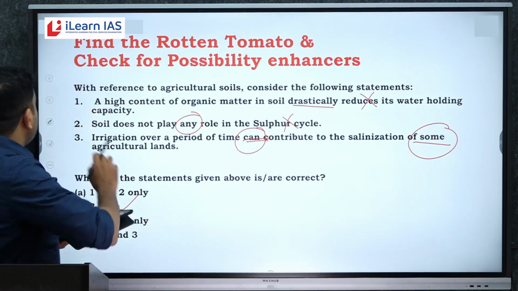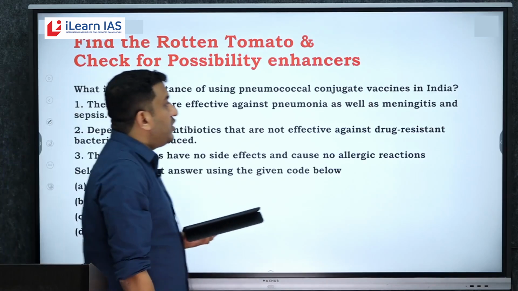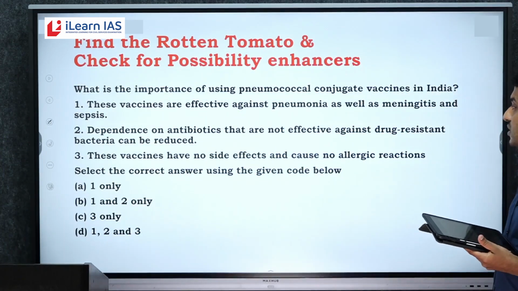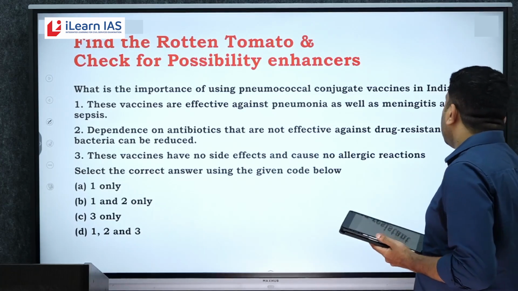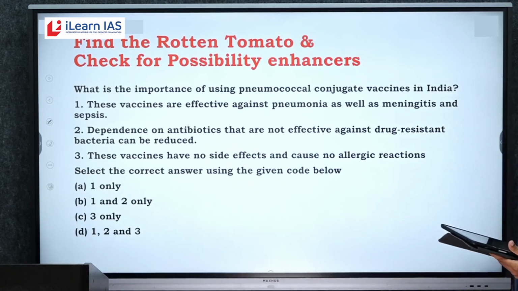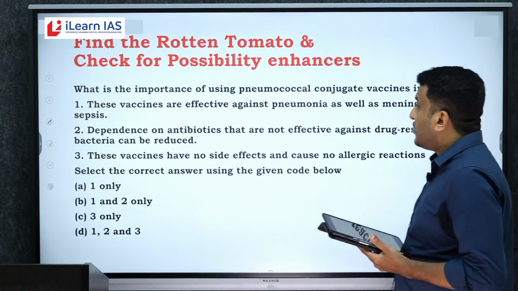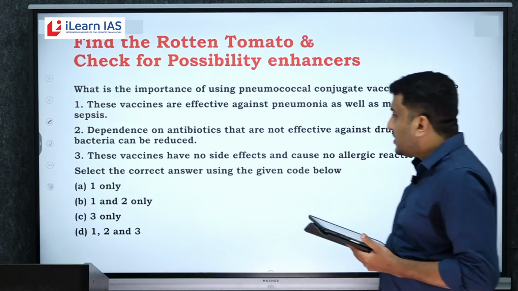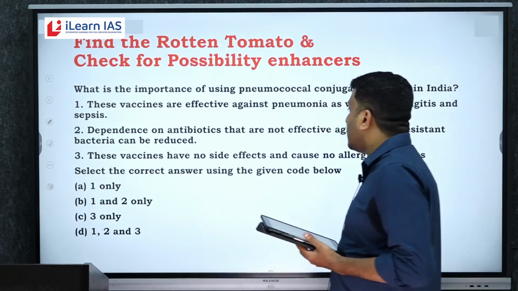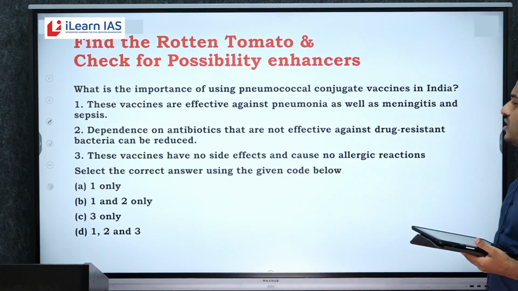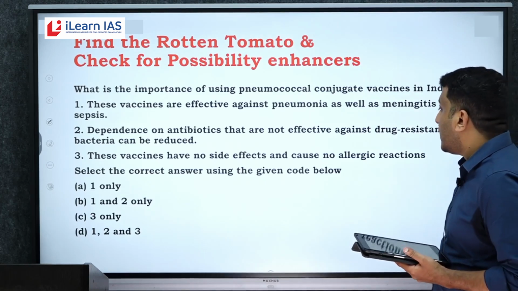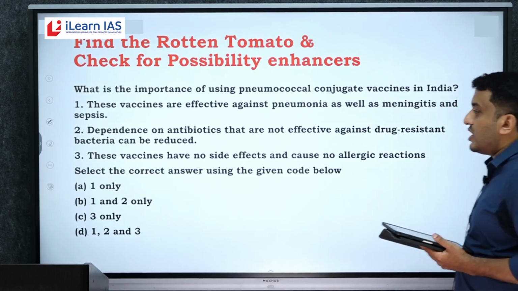Now the next question. What is the importance of using pneumococcal conjugate vaccines in India? These vaccines are effective against pneumonia as well as meningitis and sepsis. Dependence on antibiotics that are not effective against drug-resistant bacteria can be reduced. These vaccines have no side effect and cause no allergic reactions.